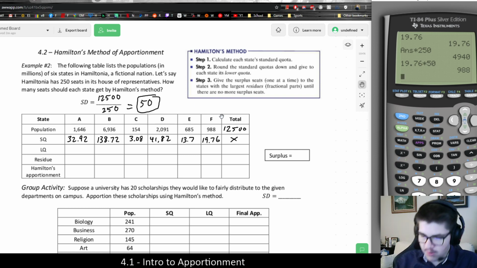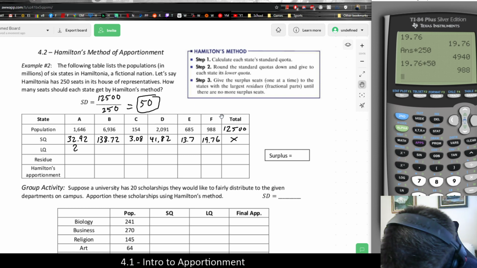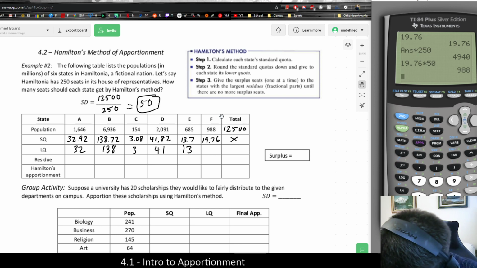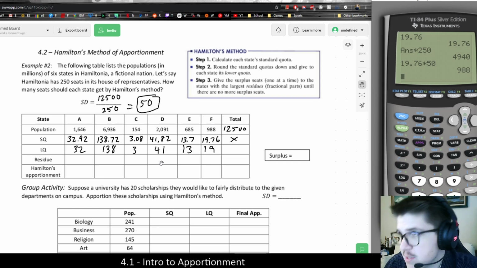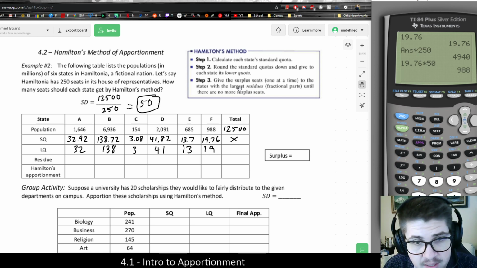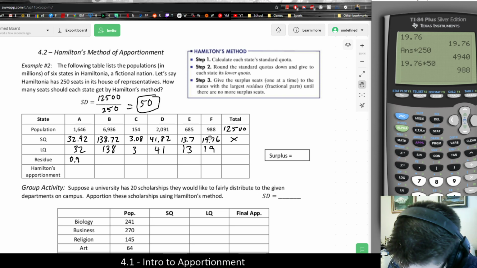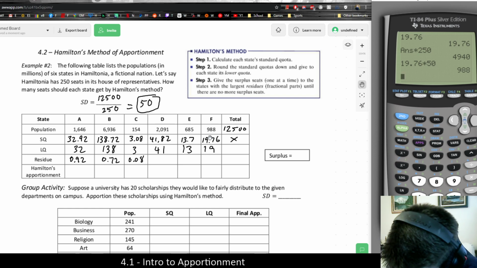Okay, so what is the lower quota? Well, basically, I'm going to take each standard quota and round them down, regardless of what decimals remain. So rounding them all down would give us the lower quota. You always do need to figure out what's the sum of the lower quota, because step 3 is to take the surplus seats and give them out to the largest residues. And we can see the residues based on, well, what was the decimal point that was cut off? So I'm just going to go ahead and note that here.